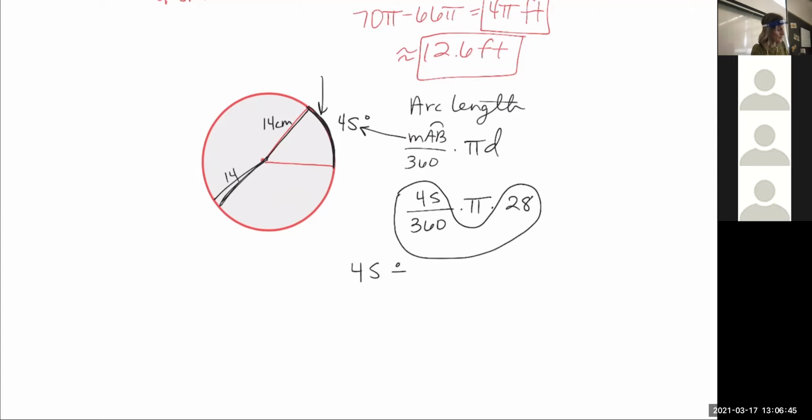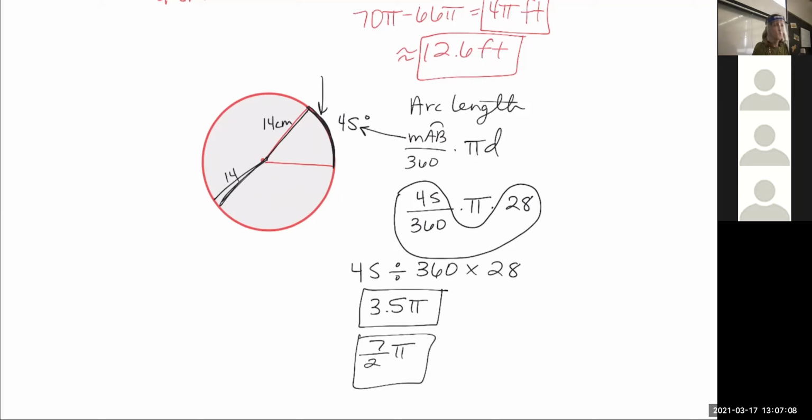This is what you're going to plug into your calculator. 45 divided by 360 times 28. Do that. You get 3.5. And you maybe got this and the book says this. I don't care if you tell me 3.5, as long as your answer isn't rounded. 3.5 pi, I'm fine with. If it's 3.4279, then leave it as the fraction, but this is totally fine. And this would be centimeters because we're talking length. So not square centimeters, it's not area. So that would be your answer, arc length.